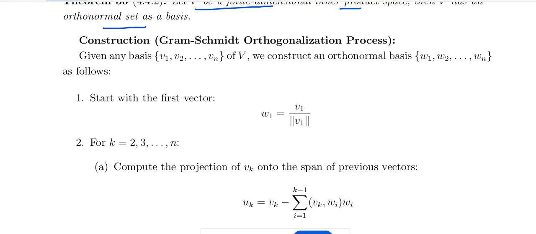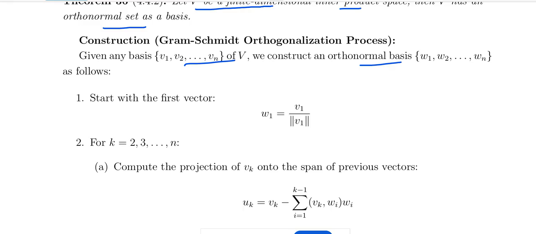Suppose V1, V2, ..., Vn span V. We construct an orthonormal basis W1, W2, ..., Wn. That is the process of Gram-Schmidt orthogonalization. The first vector W1 is V1 divided by the norm of V1.